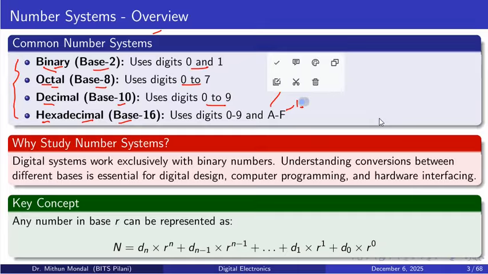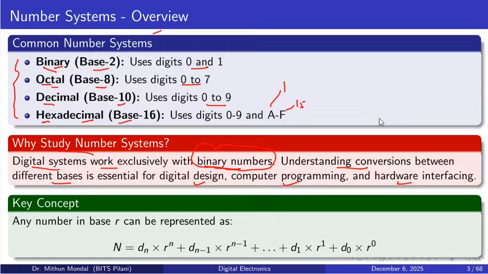So we will see how these alphabets and numbers together are used for the hexadecimal number system. Now the question that comes to mind is, why do we study the number system? In a digital system, what we work with is exclusively binary numbers, and we need to do the conversion between the different bases. That is very essential for the design of digital systems using computer programming as well as hardware interfacing.